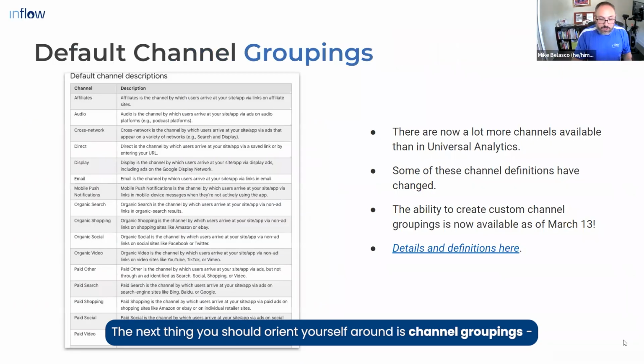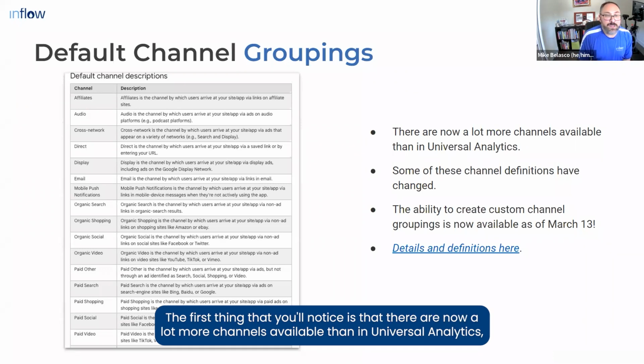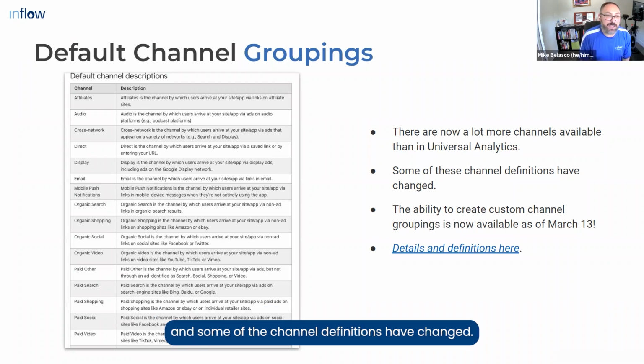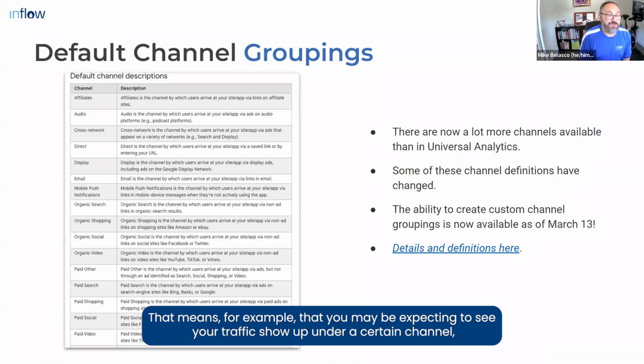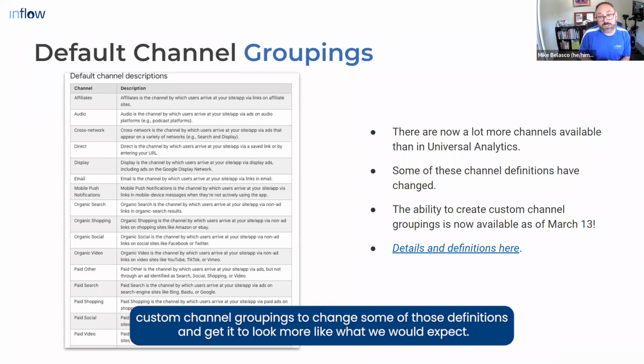The next thing you should orient yourself around is channel groupings, and specifically the default channel groupings in GA4. The first thing that you'll notice is that there are now a lot more channels available than in Universal Analytics, and some of the channel definitions have changed. That means, for example, that you may be expecting to see your traffic show up under a certain channel, but it actually ends up showing up under a different channel. And up until very recently, we did not have the ability to create custom channel groupings to change some of those definitions and get it to look more like what we would expect.